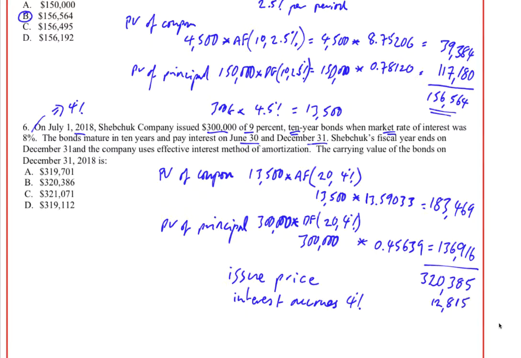And then there's a cash payment, which is the coupon, which is 13,500. Right, we know, of course, that's going to be more than the interest expense. That's why these bonds were issued at a premium, because the coupon rate of 9% was bigger than the market rate of 8%. And so what happens is this balance on the loan goes down over time, and do the calculation, and it comes to 319,701. And so the answer is just A.